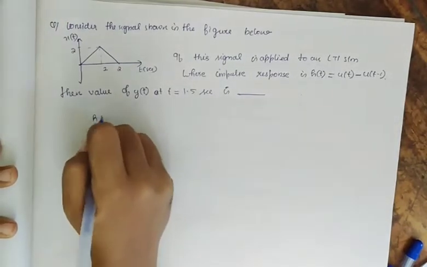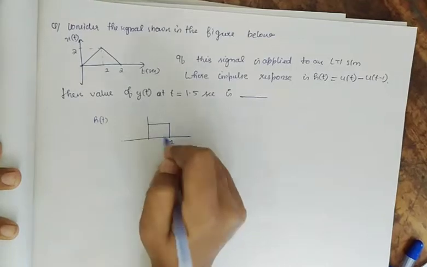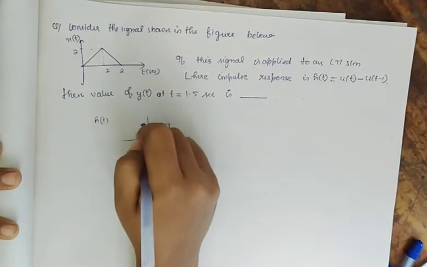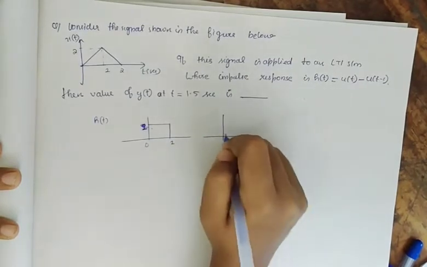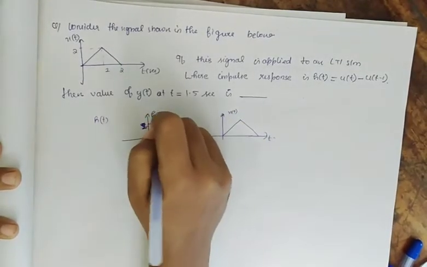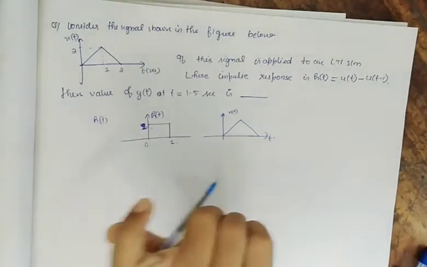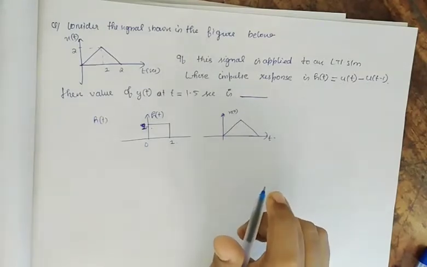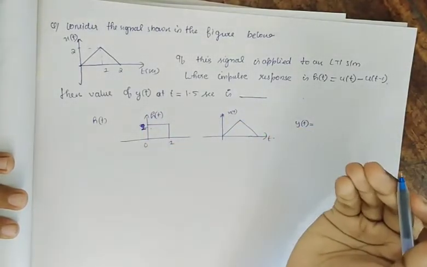So I'll draw the impulse response. How will it look like? It is u of t minus u of t minus 1. So it will be extending from 0 to 1 with a magnitude of 1. So this is actually our x of t, that is our input. So this is the impulse response of the LTI system. So we are going to find out how much will be y of t, that is the output of the LTI system.